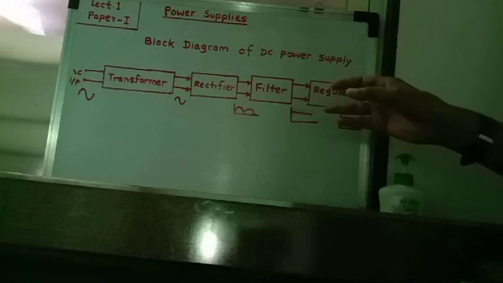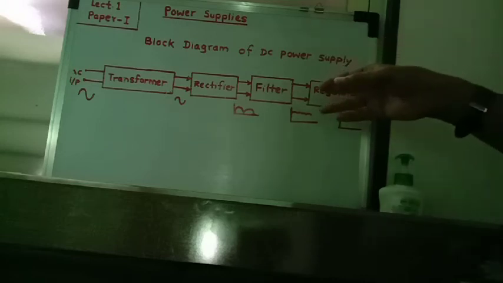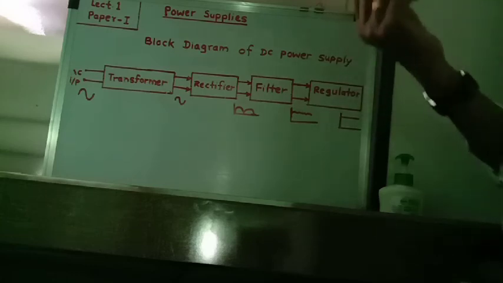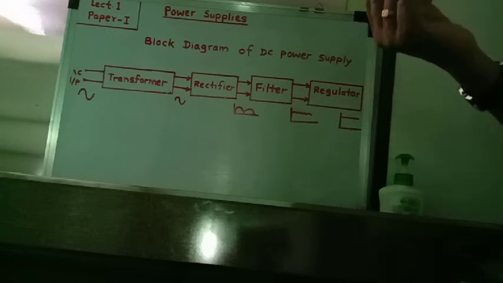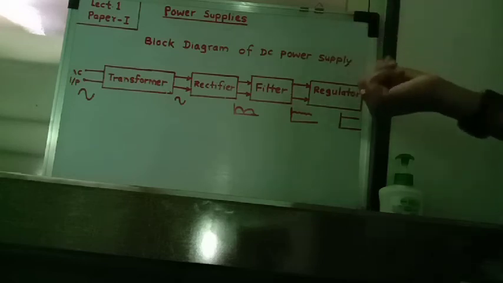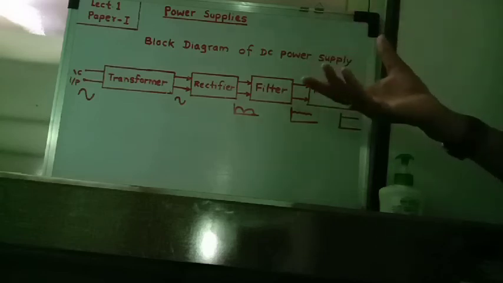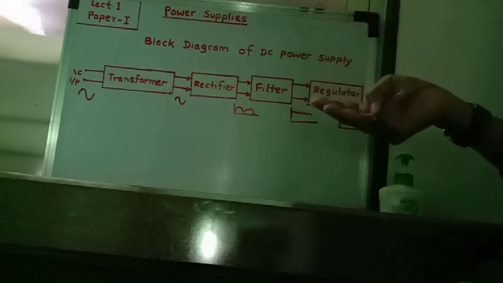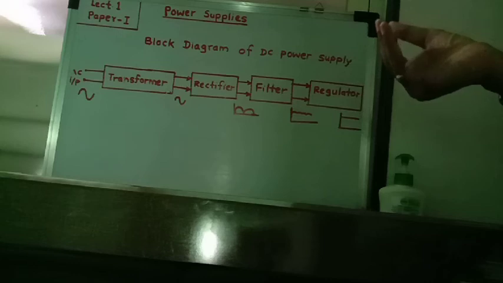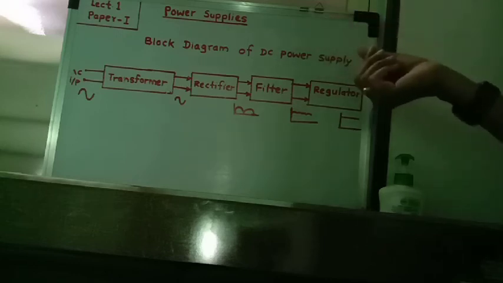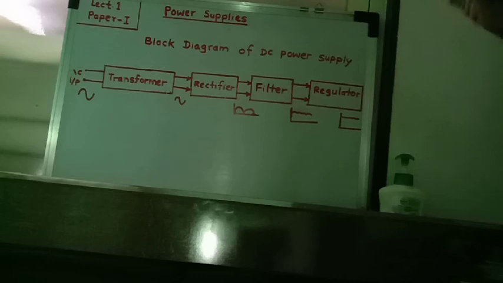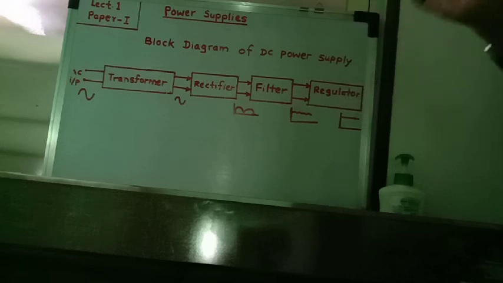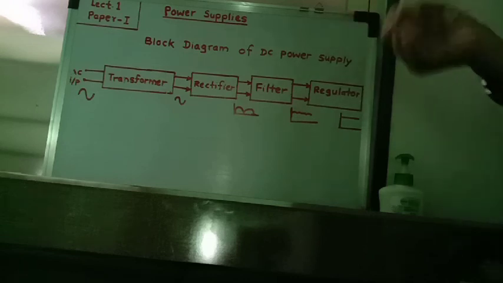The second type is the transistorized series regulator, in which a series power transistor is used, for example, 2N3055. This transistor acts as a series regulator. Then the third type is the IC regulator. There are some 3-pin ICs which are used as voltage regulators, for example, IC 7805, which provides a fixed DC output voltage of 5 volts, or 7812, which is also a 3-pin IC regulator and provides 12 volt DC output voltage.